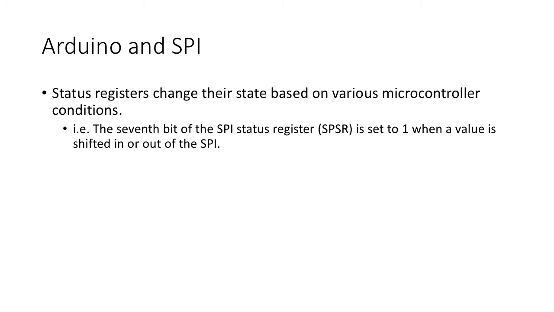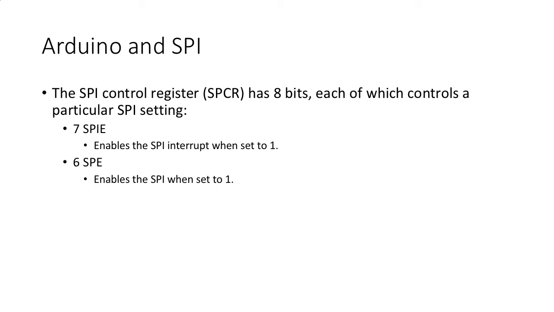So the status register is set to 1 when the value is shifted out or in of the serial peripheral interface, and that is the 7th bit of the status register. And typically what we want to do is set up a driver for a specific device and then use that as a layer on top.